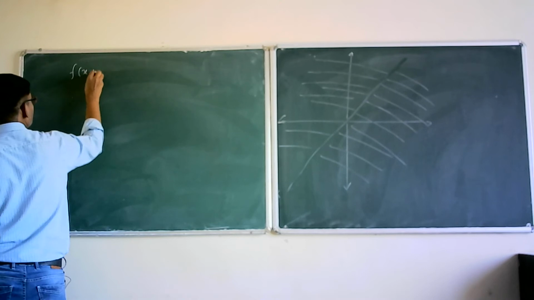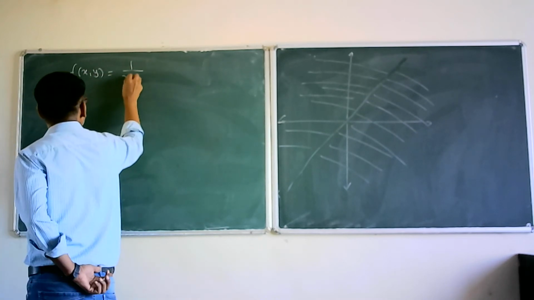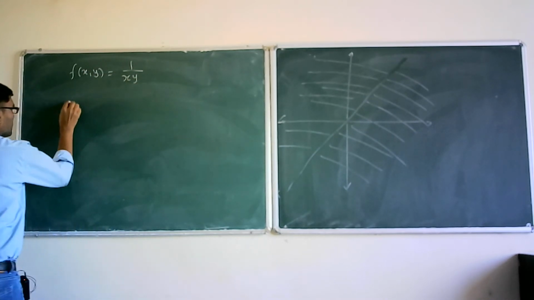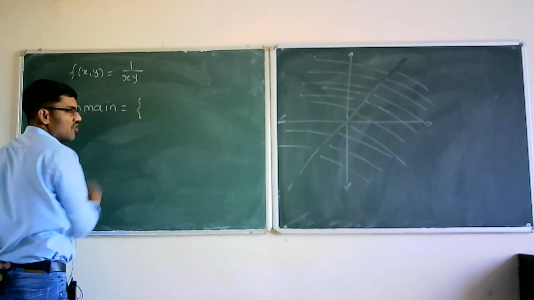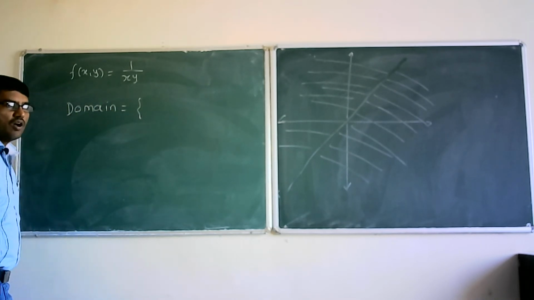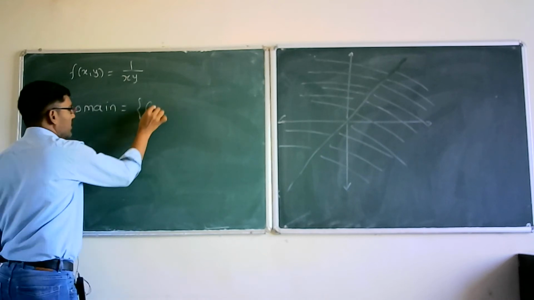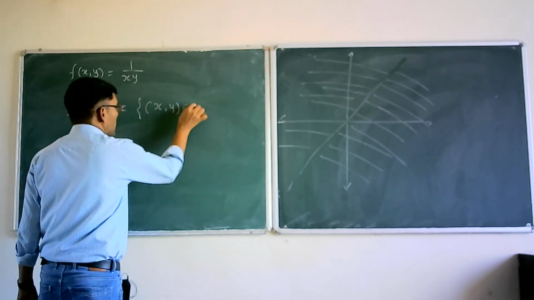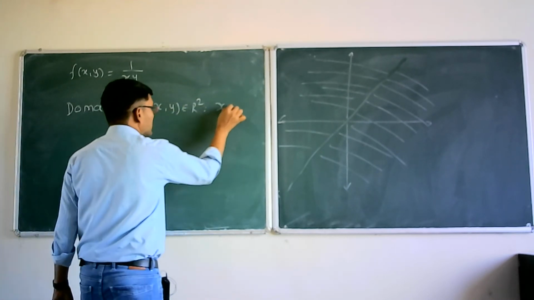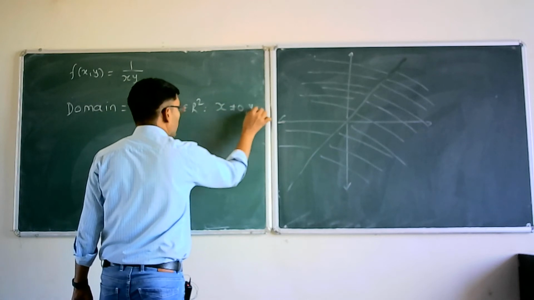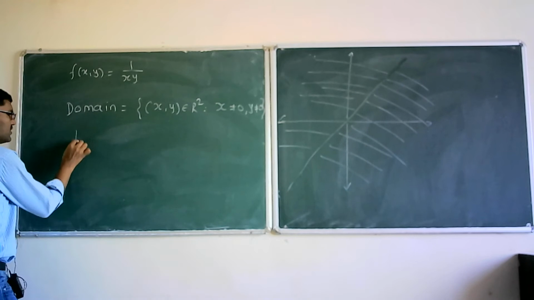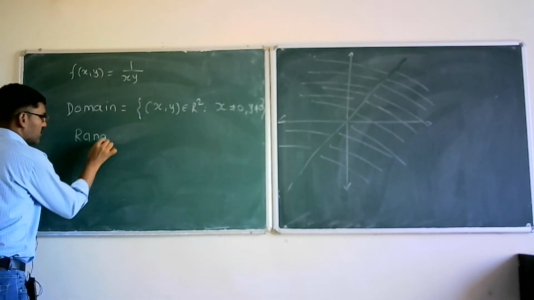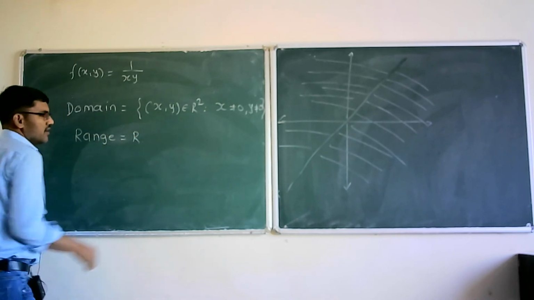f of x, y is equal to 1 upon xy, then again this function is not defined if x is equal to 0 or y is equal to 0. So what is the domain? Collection of all x, y belongs to R square, such that x is not equal to 0 and y is not equal to 0. And what is the range? Range is the complete real line.